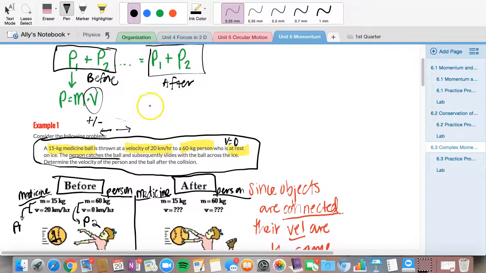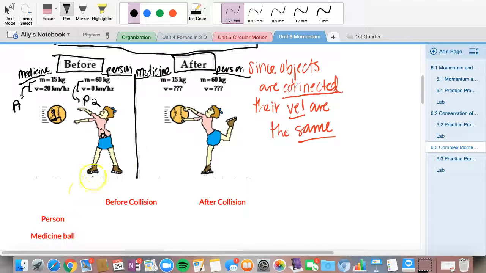So let's start by writing out this problem here. The way I could write it out is I could say my momentum of object 1 and my momentum of object 2 before should equal the momentum of object 1 and the momentum of object 2 after.